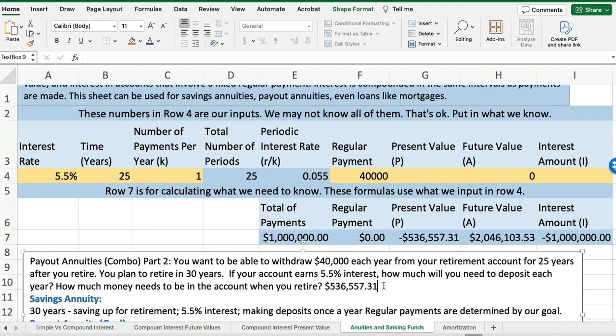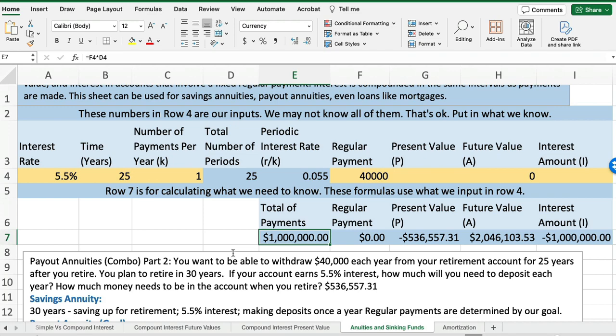So $536,557.31. If we have that in our account in 30 years, we'll be able to make those withdrawals of $40,000 a year for 25 years at 5.5% interest. Okay. So the total of all of our payments will be $1 million.